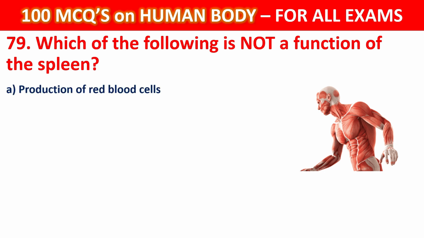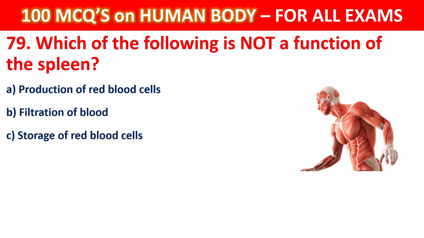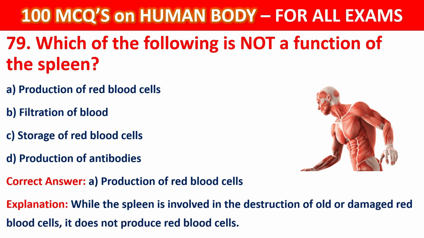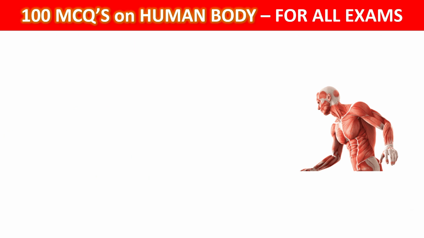Your options are production of red blood cells, filtration of blood, storage of red blood cells, or production of antibodies. The correct answer is A, that is production of red blood cells. While the spleen is involved in the destruction of old or damaged red blood cells, it does not produce red blood cells. Question number 80.